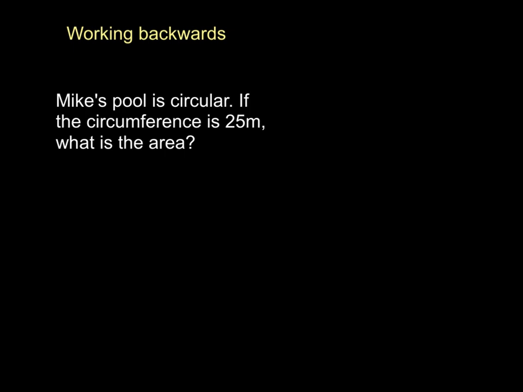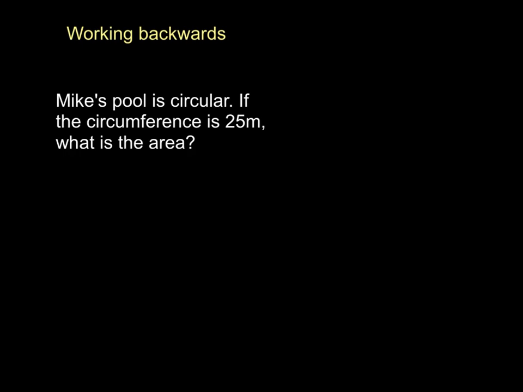This part is working backwards, and it's a part I know a lot of people found a little bit tricky. So we're going to just show you and review what we do by using a question. So we're going to start. Mike's pool is circular. If the circumference is 25 meters, what is the area?